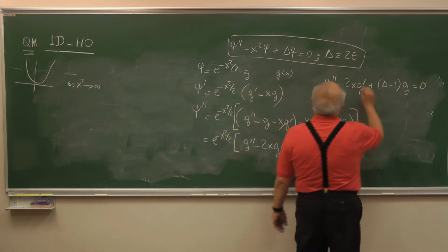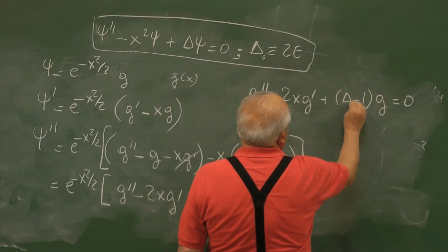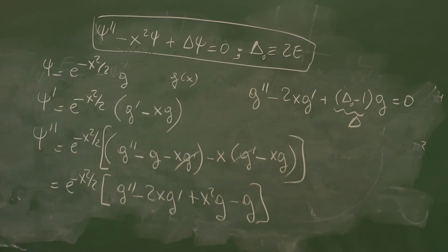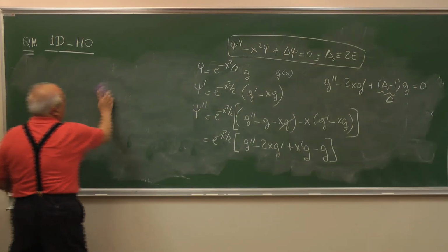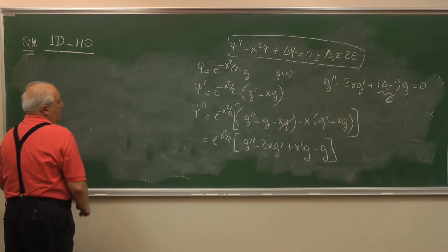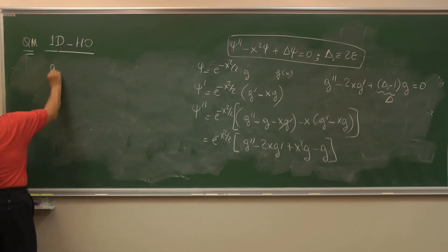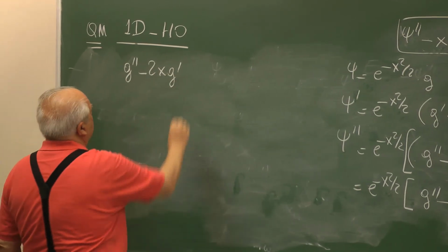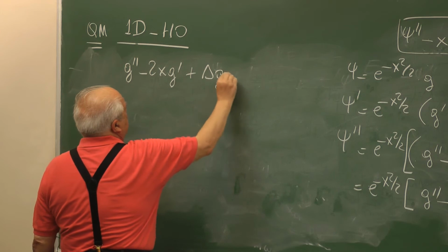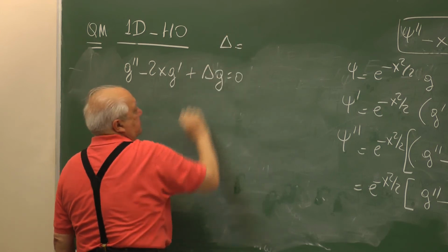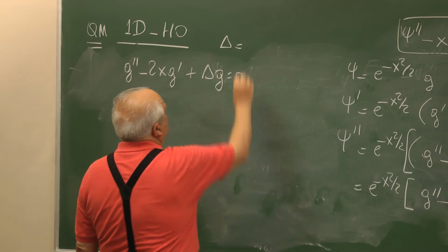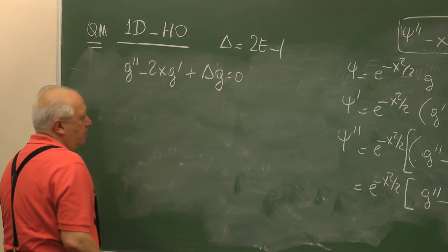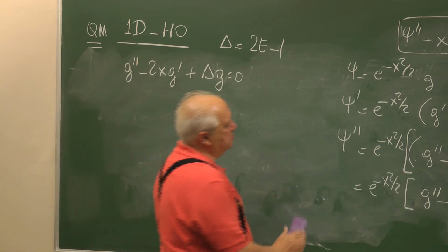Let me call this delta 0, and let me call this delta to simplify. I am erasing this. Let's write the equation again: g'' - 2x g' + delta g = 0, where delta equals 2e minus 1. So we will solve this equation. I am erasing this part.